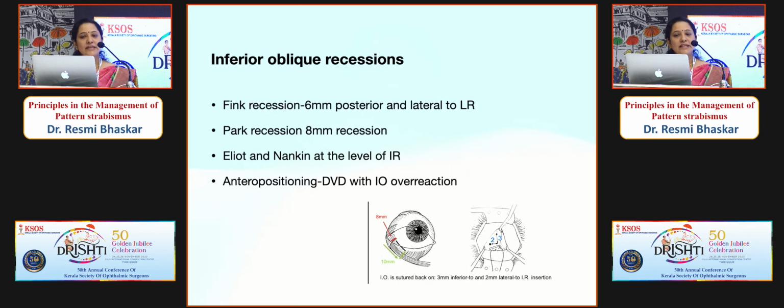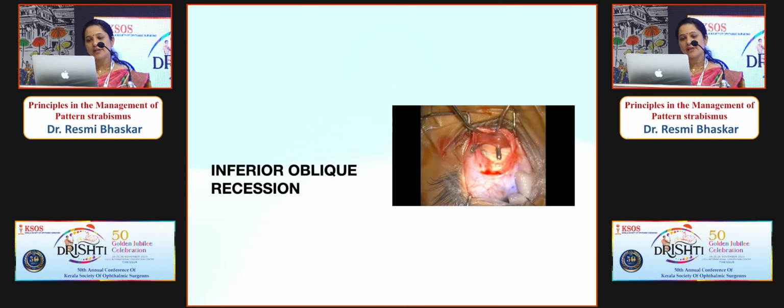The inferior oblique recessions, various recessions are described. Fink recession is 6 millimeter posterior and lateral to lateral rectus. The new insertion is kept there. Parks is 8 millimeter recession where the inferior oblique is placed 3 millimeter behind and 2 millimeter lateral to the lateral part of inferior rectus. Elliott and Nankin have described different levels of recessions at the level of inferior rectus or anterior to it. And anteropositioning is mainly indicated in case of DVD along with an inferior oblique overaction.